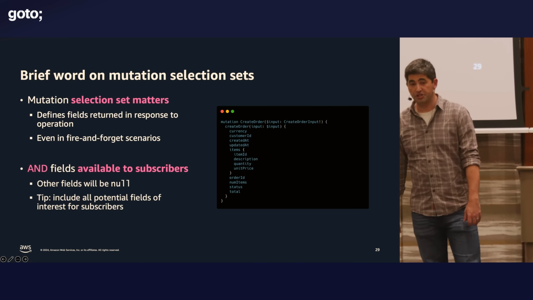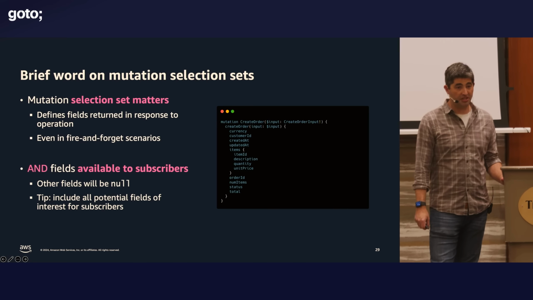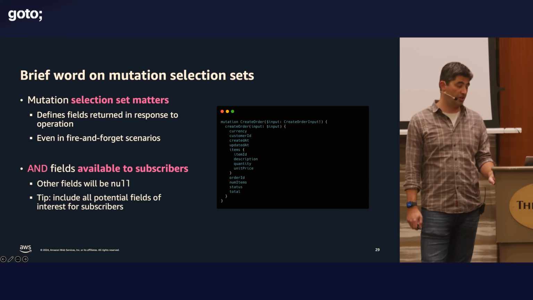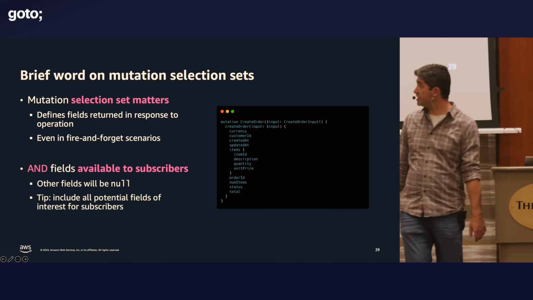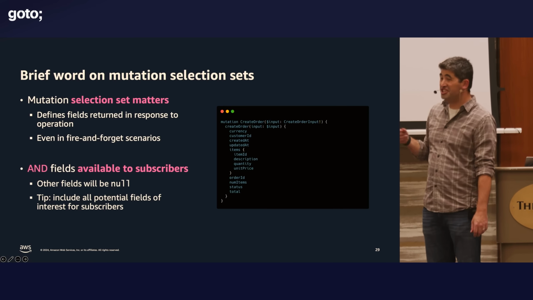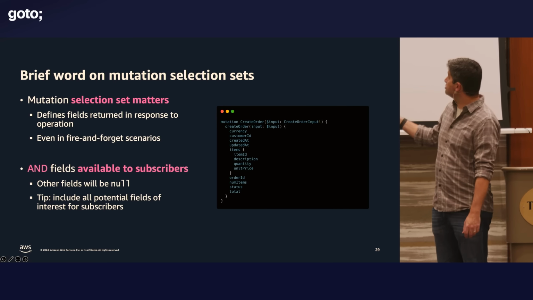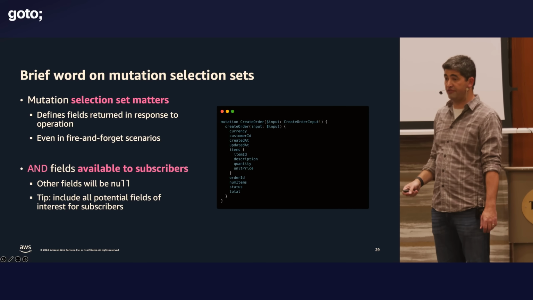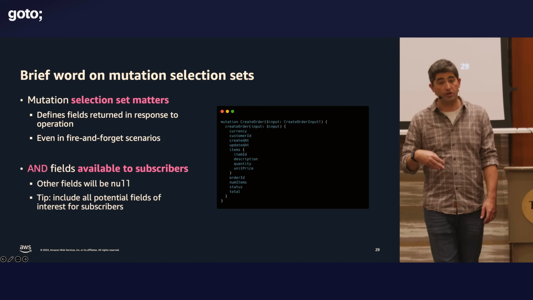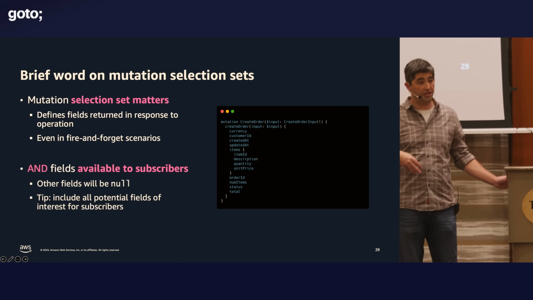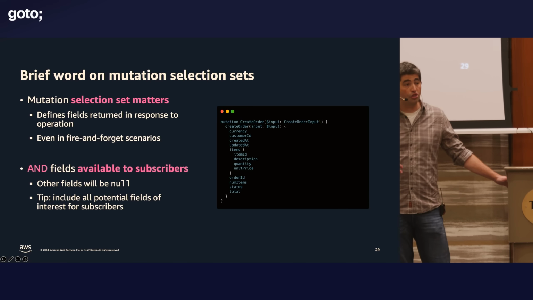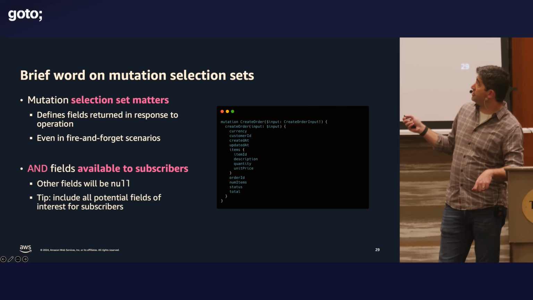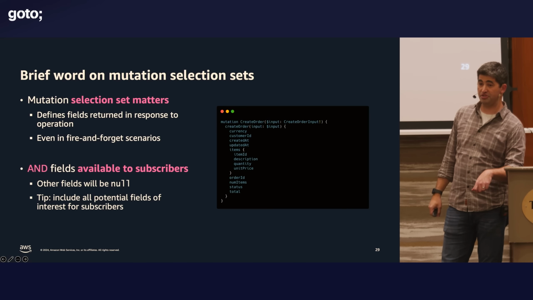All right, one other thing I want to mention about mutations and AppSync, because this is a tripping hazard people run into, even when they're not using the EventBridge integration, is that the selection set matters. The selection set is this stuff. It's the set of fields that the GraphQL server is going to return to the caller when that mutation gets invoked. The way AppSync works, this is also the list of fields that will be available to subscribers.